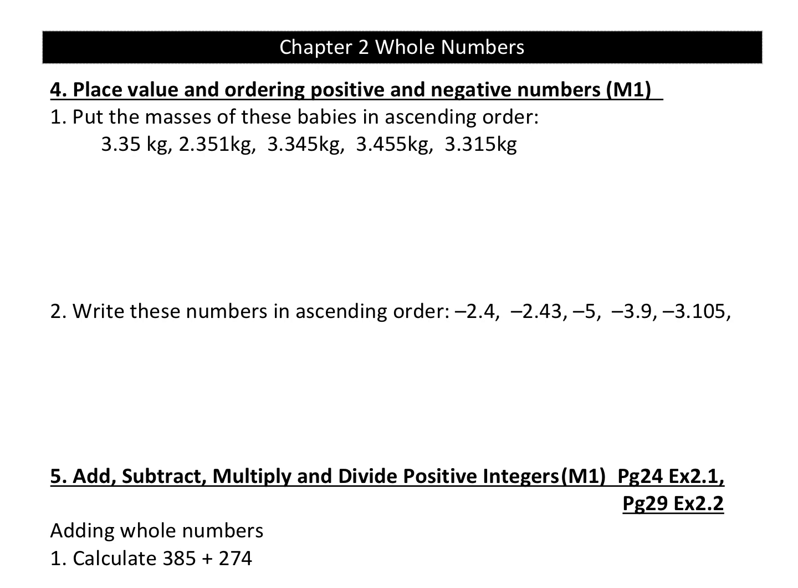In example 1, we have to put the masses of these babies in ascending order. So ascending order means going from the smallest to the largest.